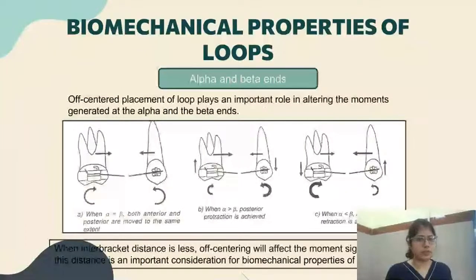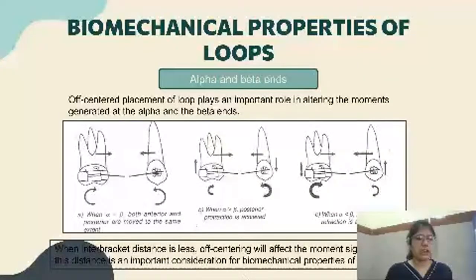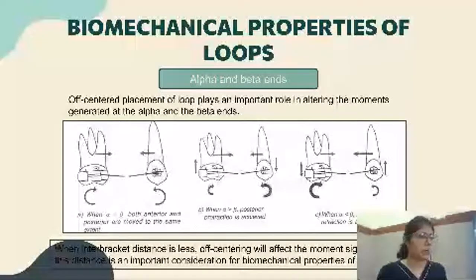Now, biomechanical alpha and beta ends. Offset altering the movements generated at the alpha and the beta ends. If the distance is less, then off-centering of the loop will affect the movement significantly. Thus, this distance is an important consideration for the biomechanical properties of the loop.